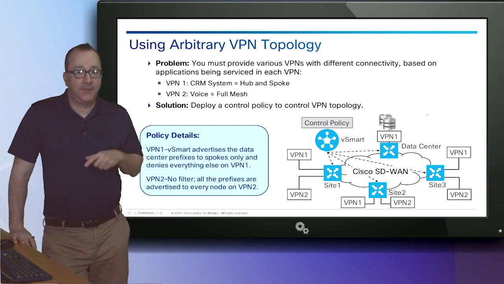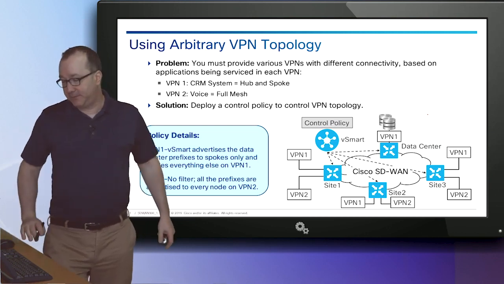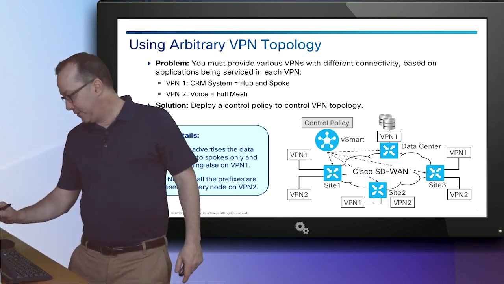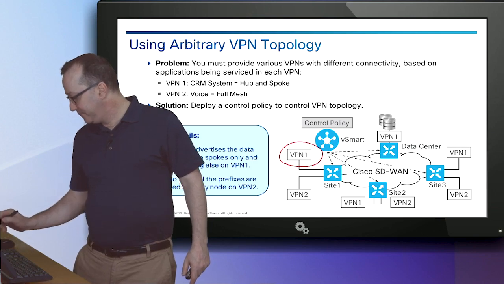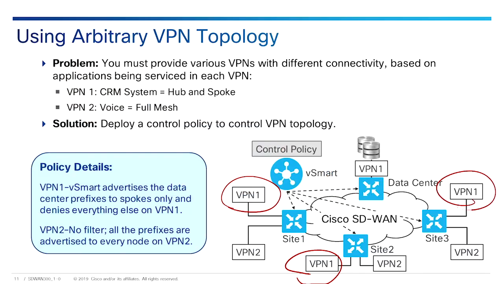So, in the example on this slide, VPN 1 should have a hub and spoke topology. So here's the VPN 1s. All right, so we're going to use a hub and spoke topology for VPN 1. Let me note that up here. Actually, you know what? That's right there. Okay. And VPN 2 should have full mesh because VPN 2 is being used for voice. So because voice needs to be full mesh.